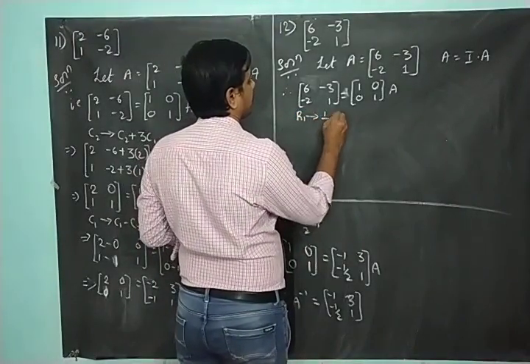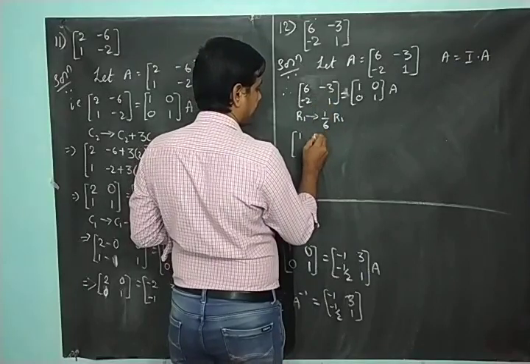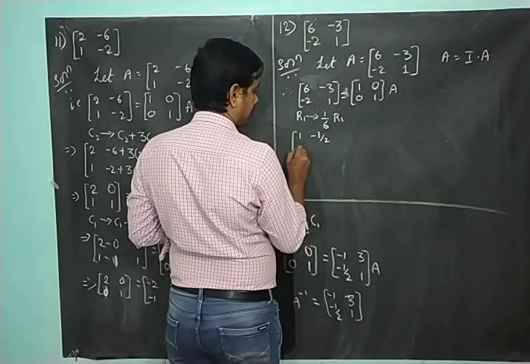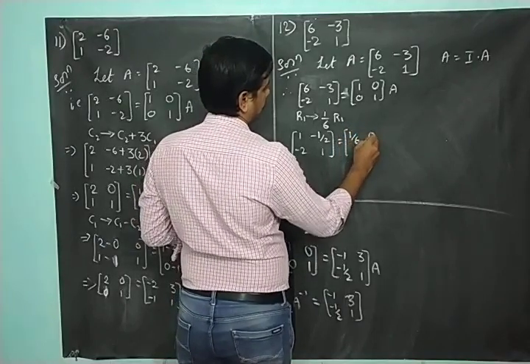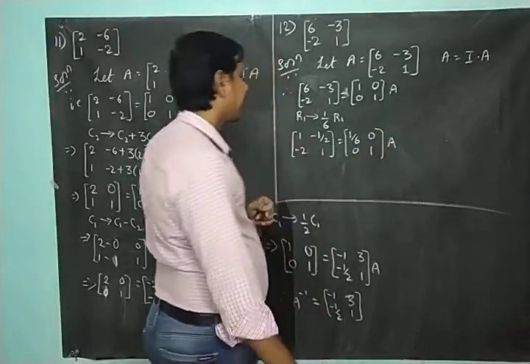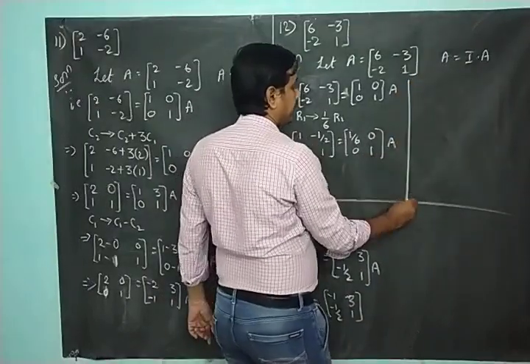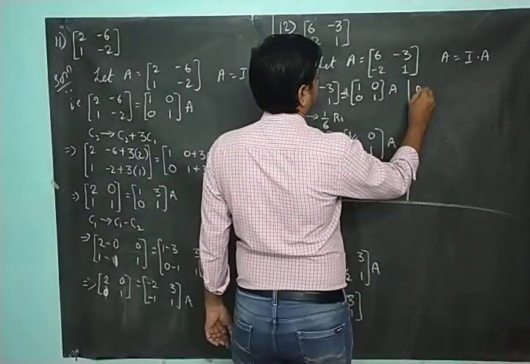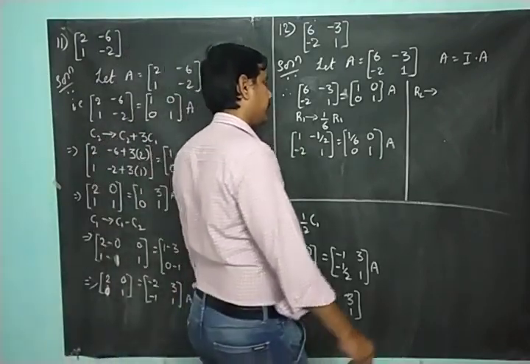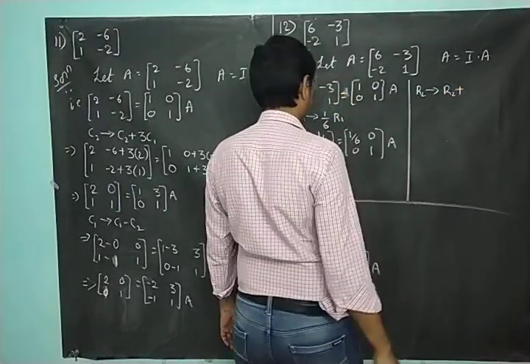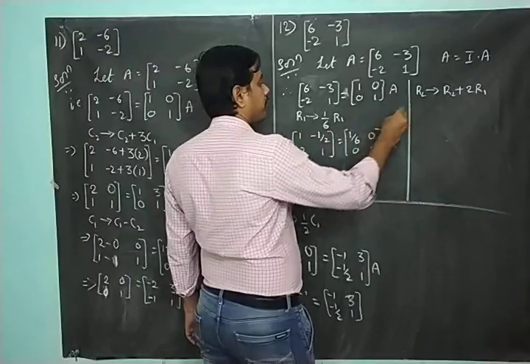R1 changes to 1 upon 6 R1. So what happens here? 1 minus 3 divided by 6 is minus 1 by 2, then minus 2, 1, then 1 by 6, 0, 0, 1, into A. So now this is 1, I need to convert this as 0, so I can take row 2 changes to row 2 plus 2 times of row 1.